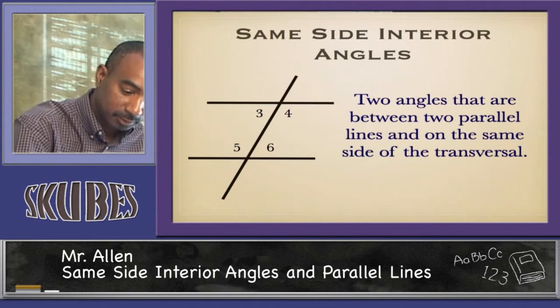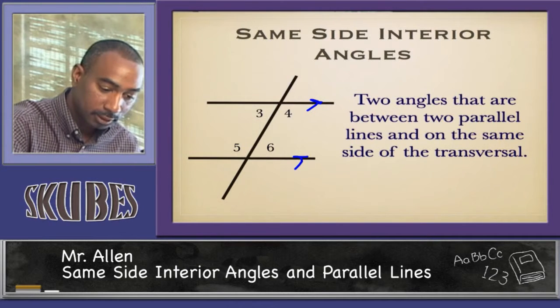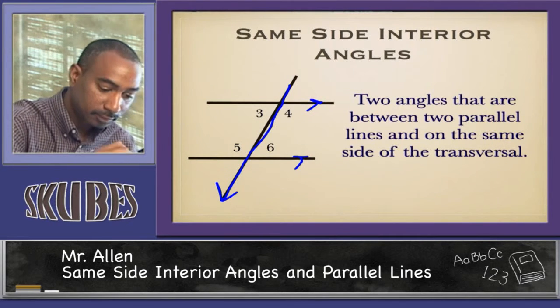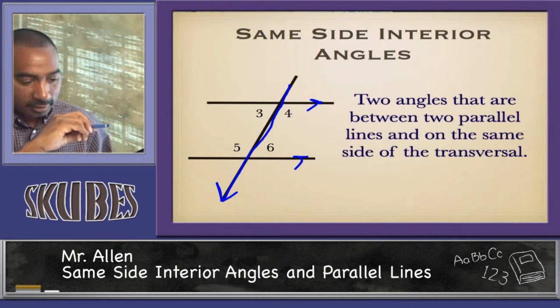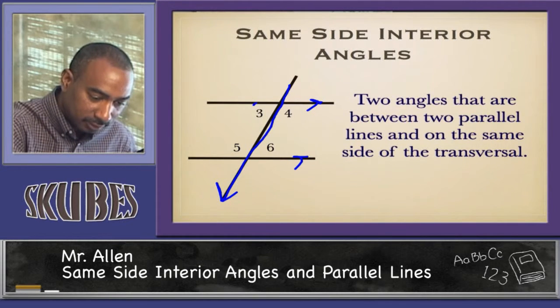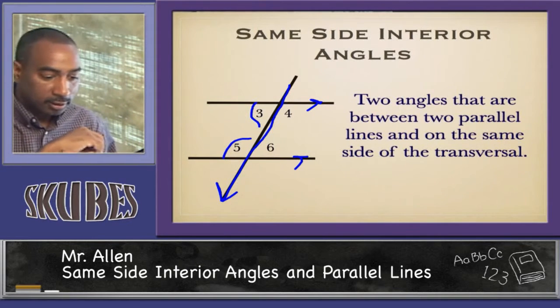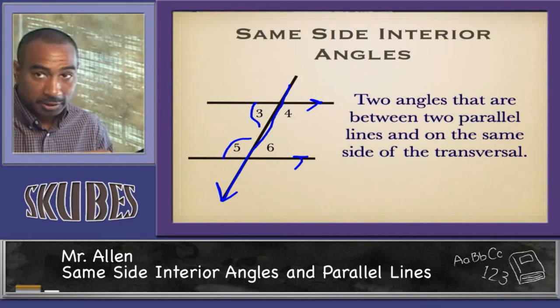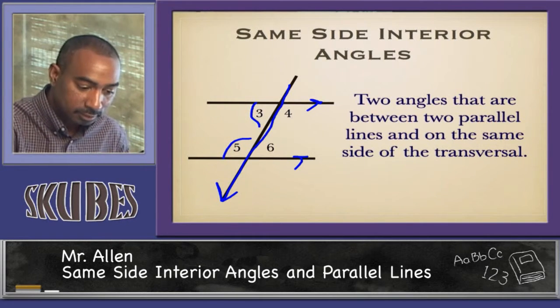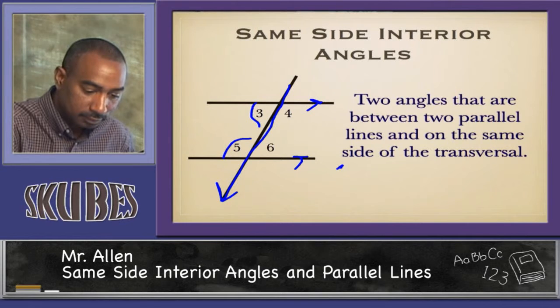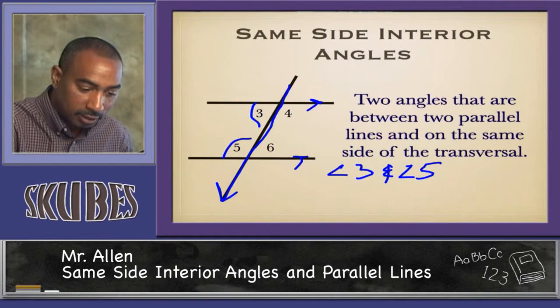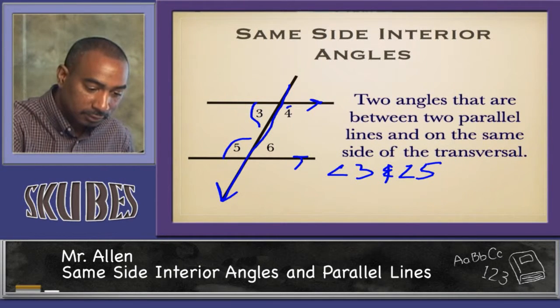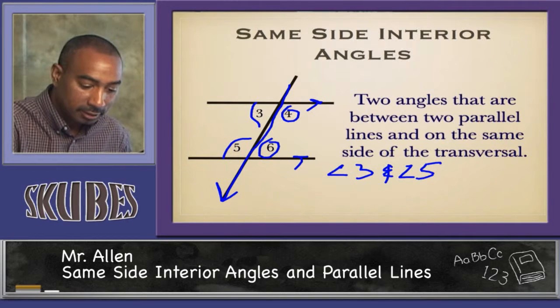An example is, we have two parallel lines, we have a transversal, but we're looking at the angles that are on the same side. For example, angle 3 and angle 5 are same side interior angles because they're between the two parallel lines. And notice that angle 4 and angle 6 are also same side interior angles.